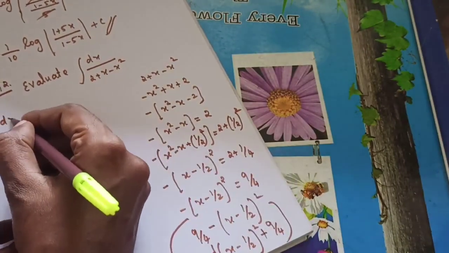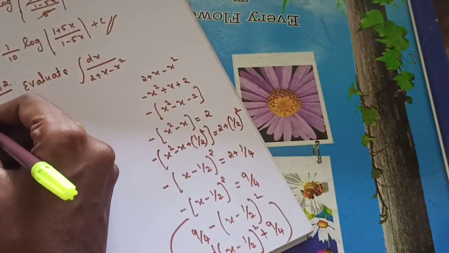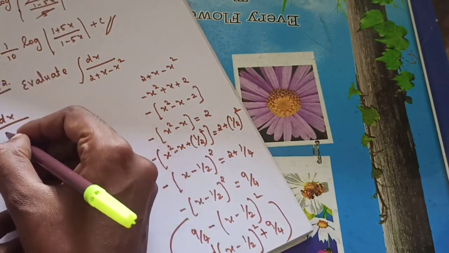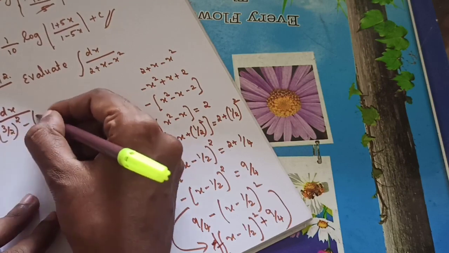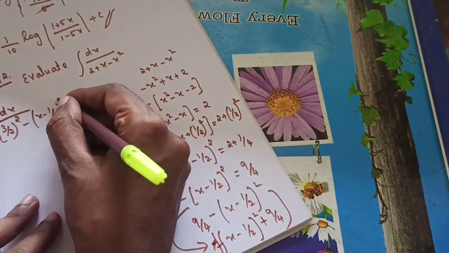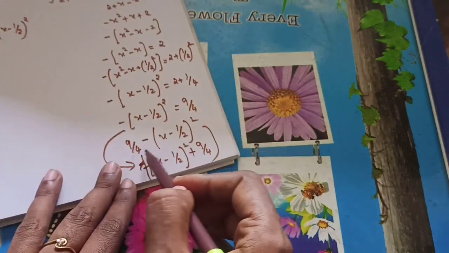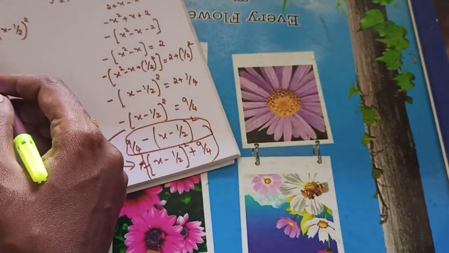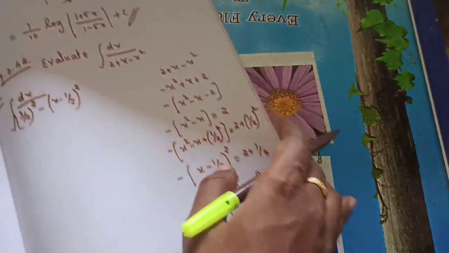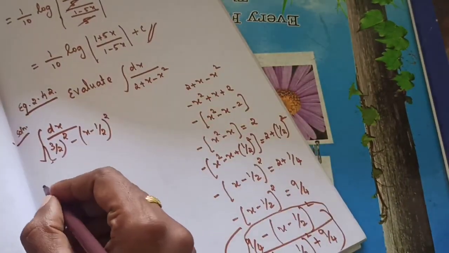So now you can write it here. That is dx divided by, how can I write 9 by 4? Shall I write 3 by 2 the whole square, minus x minus 1 by 2 the whole square. Got it? How I wrote from this step? How I wrote 9 by 4? I can write 3 by 2 the whole square, x minus 1 by 2 the whole square. Okay?